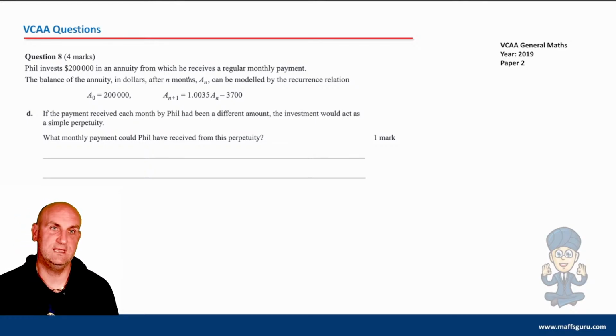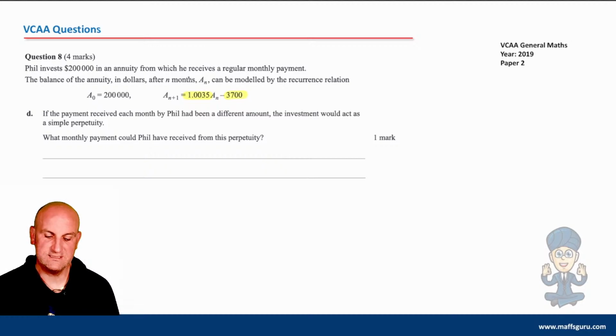Phil invests 200,000 in an annuity from which he receives a regular monthly payment. The value of the annuity in K dollars after n months can be modeled by the recurrence relationship. Now, obviously, I've missed the first 3 parts of the question because I'm only interested in the perpetuity section. If the payment received each month by Phil had been a different amount, okay, so looking at this now, if it wasn't 3,700, the investment would act as a simple perpetuity. What monthly payment could Phil have received from this perpetuity?